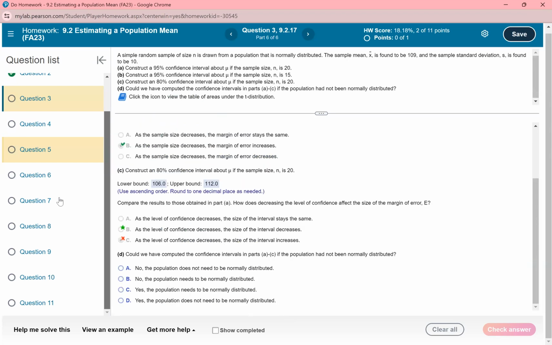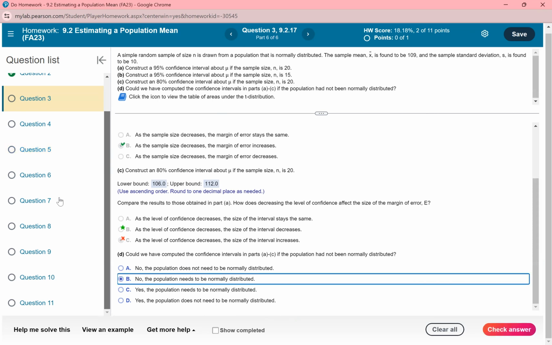Could we have computed the confidence intervals part A through C if the population had not been normally distributed? That answer would have been, let's see here, you would have to have a sample size of greater than 30 then. So because our sample was originally normal, we could continue. So could we have computed it? No. That's because the population needs to be normal.